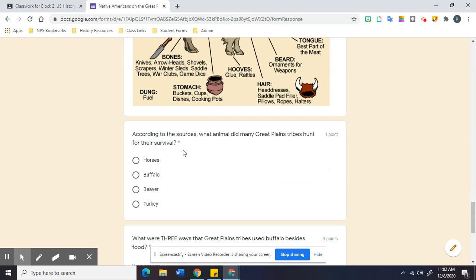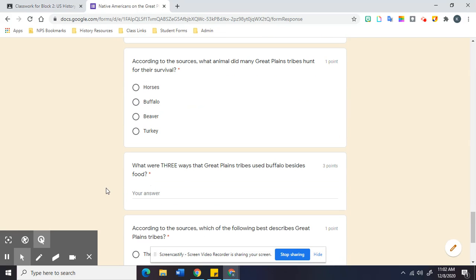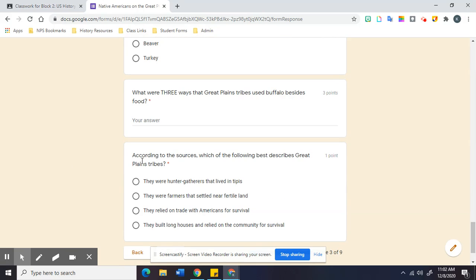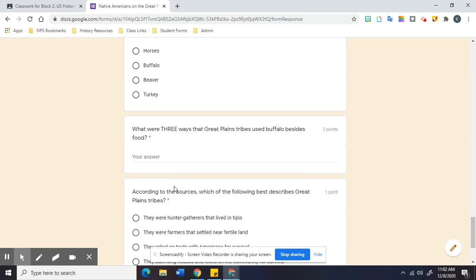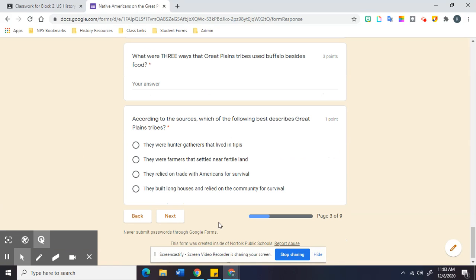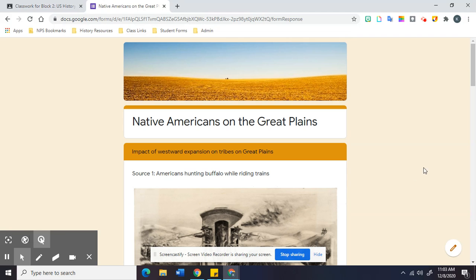So according to the sources, what animal did many Great Plains tribes hunt for their survival? Horses, buffalo, beaver, turkey. What were 3 ways the Great Plains tribes used buffalo besides food? Reference this as you fill in your answer. According to the sources, which of the following best describes plains tribes? They were hunter-gatherers that lived in teepees. They were farmers that settled near fertile land. They relied on trade with Americans for survival. They built long houses and relied on the community for survival. So you're going to pick your answers and then hit next to go on to the next section.